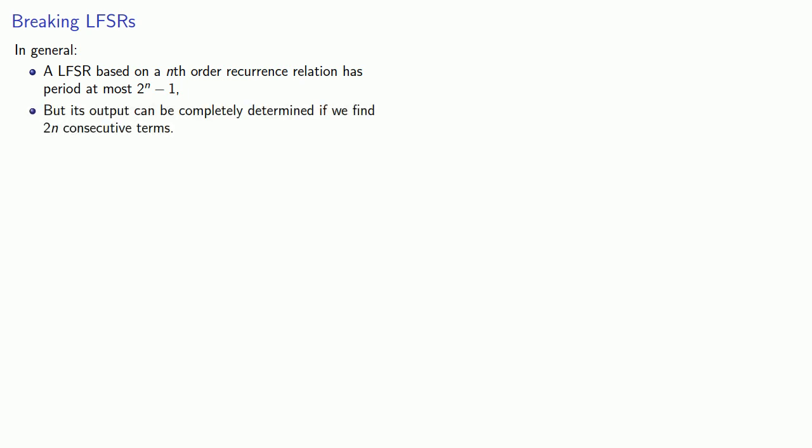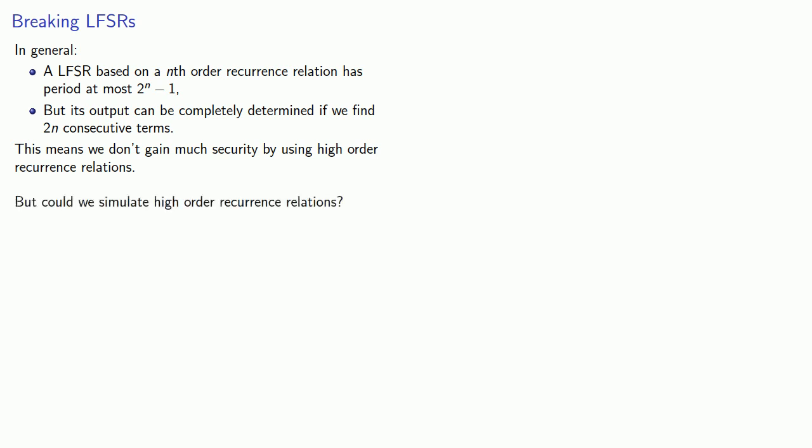And to recap, in general, an LFSR based on an nth order recurrence relation has period at most 2^n minus 1. But its output can be completely determined if we find 2n consecutive terms. And this means we don't gain much security by using higher order recurrence relations. But could we simulate high order recurrence relations? And for this, we'll introduce this notion of linear complexity.